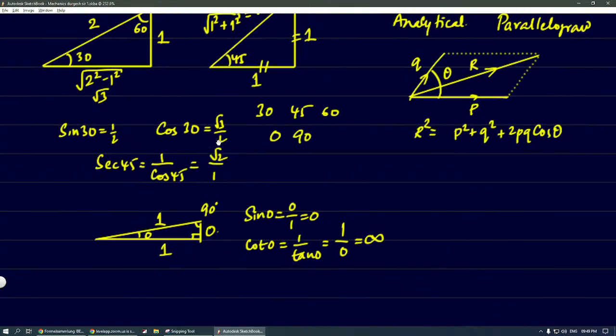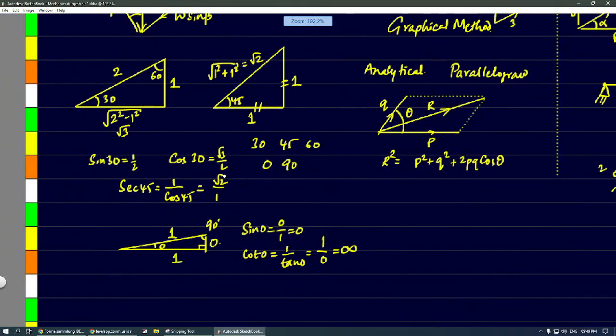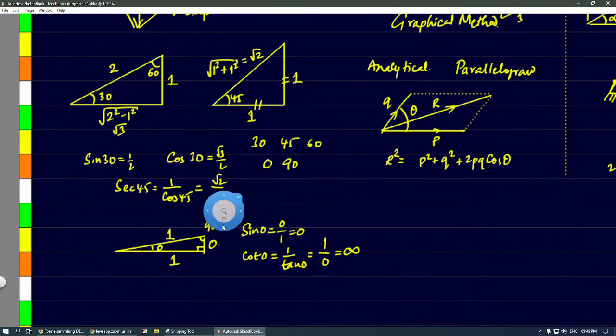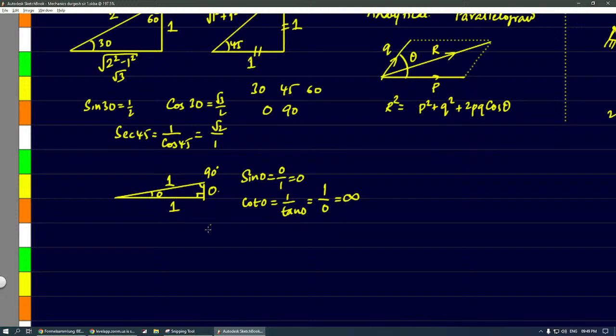So if you remember these three triangles, you can recall any ratio from that. And what if the angle is greater than 90 degrees? Suppose you want to find 120. How to find? You have to write it as 180 minus some angle. 180 minus 60 is 120.